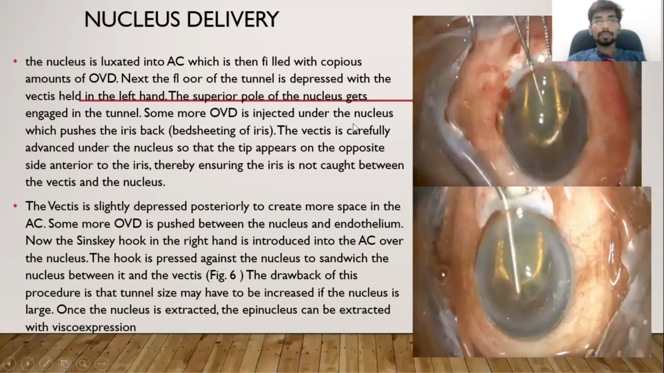So before delivering the nucleus, we have to press the floor of the tunnel to deliver the visco in the anterior chamber. Next, the vectis is carefully advanced under the nucleus until it appears on the opposite side of the nucleus anterior to the iris. Then we insert the Sinskey to sandwich the nucleus between the vectis and Sinskey.